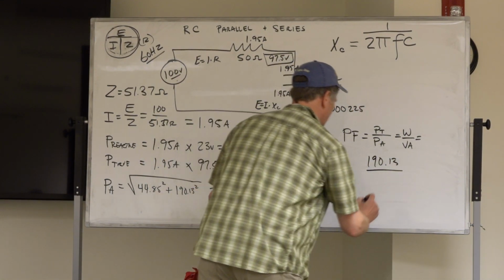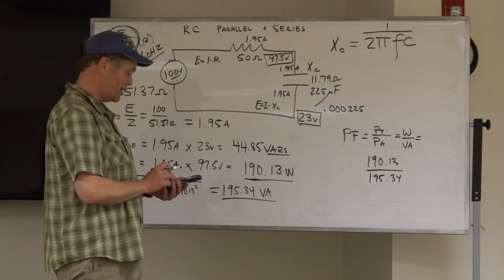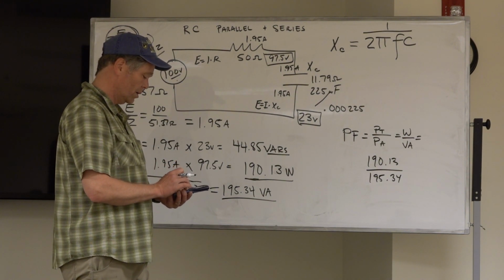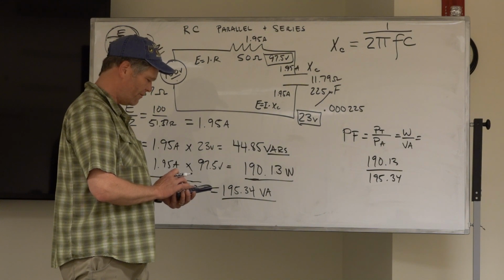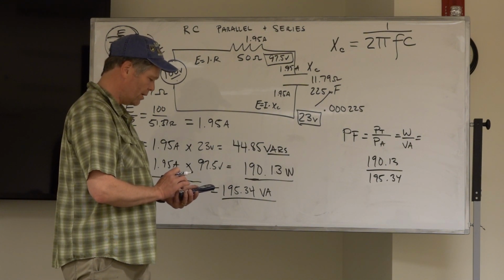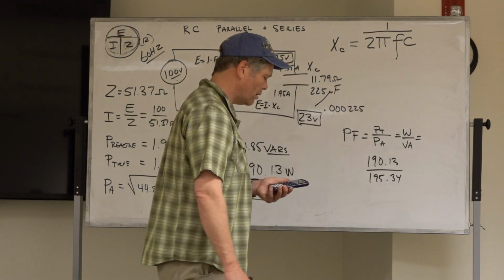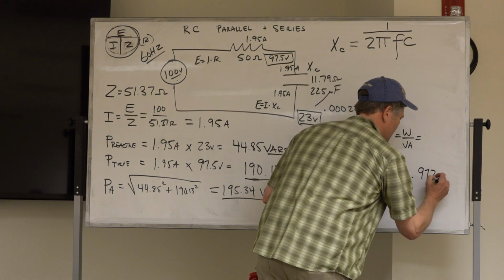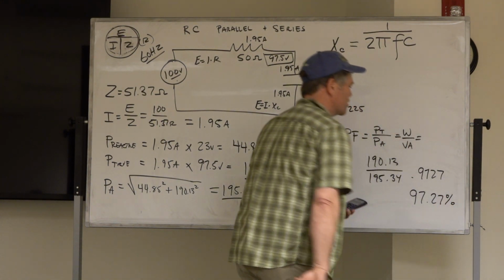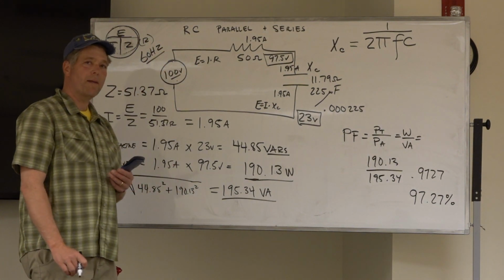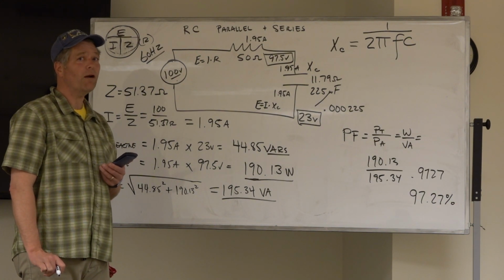190.13 divided by 195.34. That's going to be pretty stinking close to 90, isn't it? Or 95? It's going to be a nice big tall number. Clear. Let's see. 190 divided by 195.34 equals 97.27. I get 97266, which I'm going to call 0.9727, or 97.27%. So of the power I'm paying for, which is the apparent power, I'm using up 97% of it. So my power factor is good.